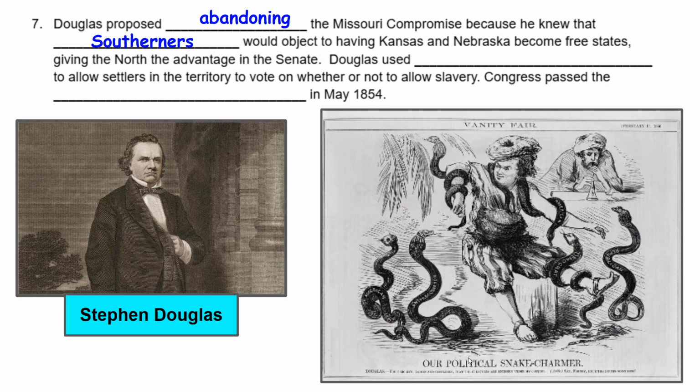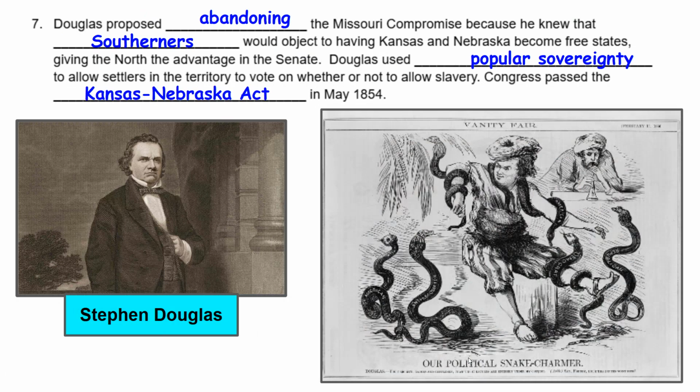He knew that they didn't like that, so he decided to use this idea that kind of goes back to our constitutional convention called popular sovereignty, which is kind of like majority rule. And this would allow settlers in a territory to vote on whether or not they would allow slavery by the sheer number of people that were actually living there.